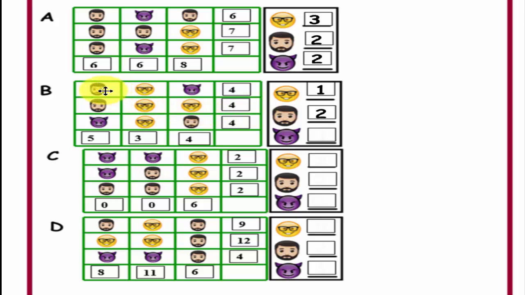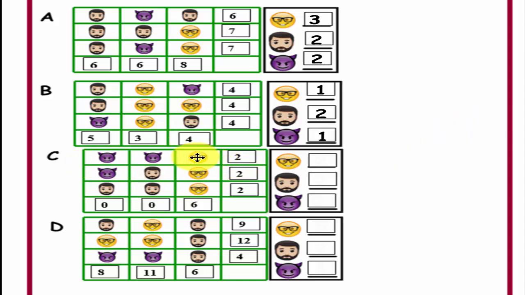Now, if we have 2 and 4, and this is a 5, what must this be equal to? Well, your answer should be 1. Now, if you go down here, we have a 3 again, and here we have 1, 1, and 2, so that's equal to 4. Okay, let's look at the next problem.